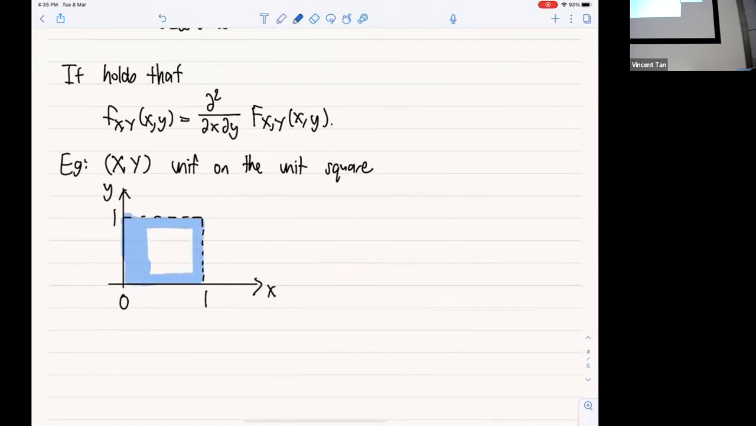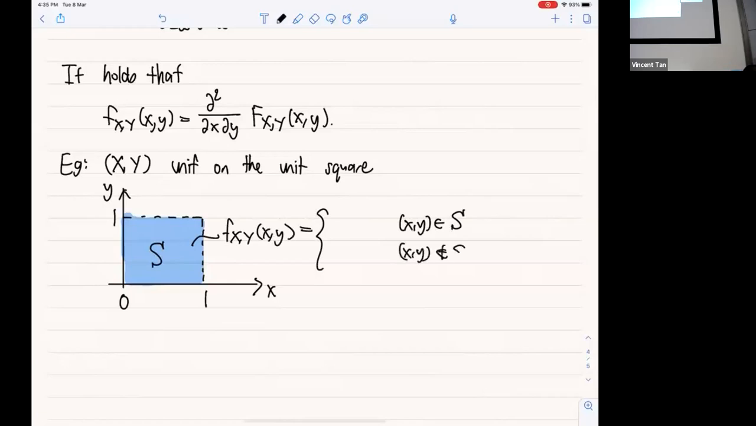So you have to think out of the box, literally, because now you have to think that there is a surface that is jutting out from this blue plane. And f_XY(x, y) is equal to some constant in the blue part, when (x, y) is in the square. And when (x, y) is not in the square, you get zero.